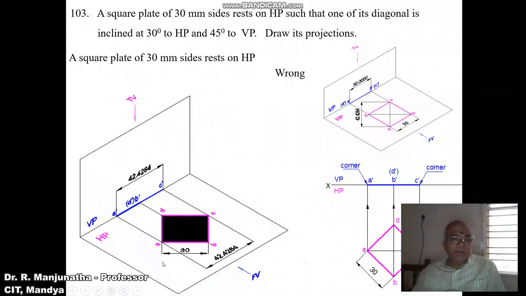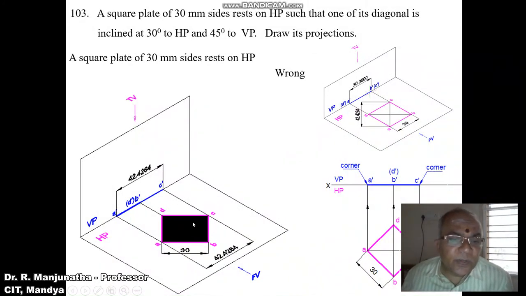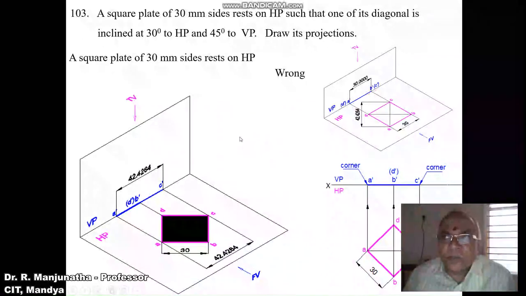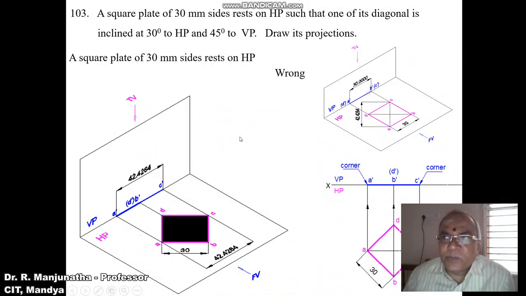Suppose you consider the corner position as we have given. AC is the diagonal which is parallel to HP, so that is A dash C dash, which is parallel to HP. So you're getting the true length in HP. Once the diagonal is placed in the corner, AC becomes parallel to HP, so you're getting the true length. And since the inclination given is also the true inclination, in the second position when you rotate the front view, even the diagonal will have the true inclination or the true length. So therefore this position is right.